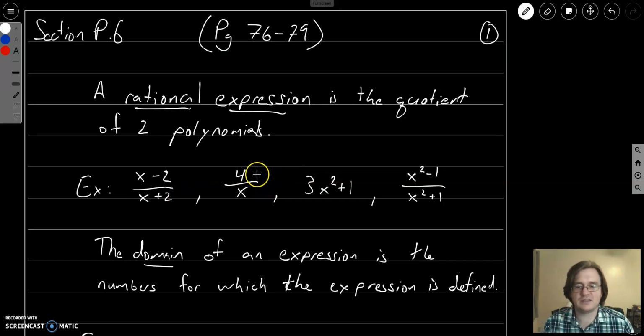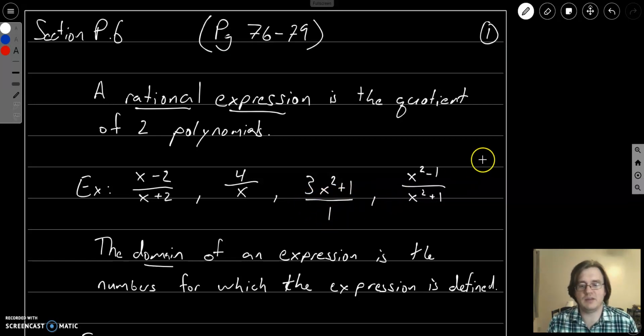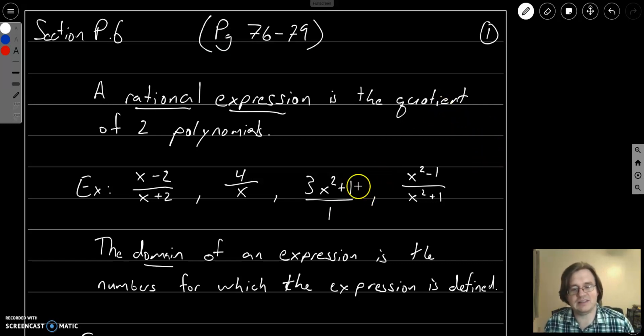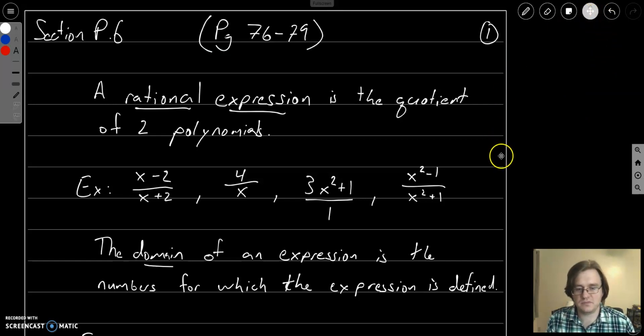4 divided by x: 4 is quite a simple polynomial, x is quite a simple polynomial. This next one doesn't look like a fraction, but any number divided by 1, we can make it look like a fraction, and then at that point this does look like a quotient, and again 1 is a polynomial, and so is 3x squared plus 1. And then likewise here at the end we've got another rational expression.